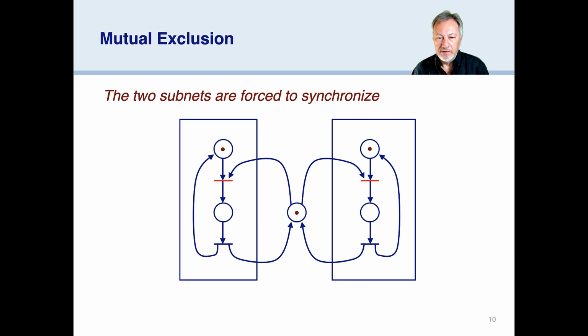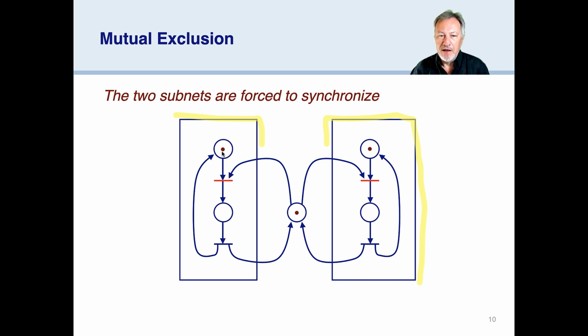Here we have an example where we're modeling mutual exclusion. We have two subnets. So the actual net is just the part in the middle, and the big boxes on the outside, these are not formally part of the Petri net. They're just pictures here to help us visualize that there are subnets which are interacting.